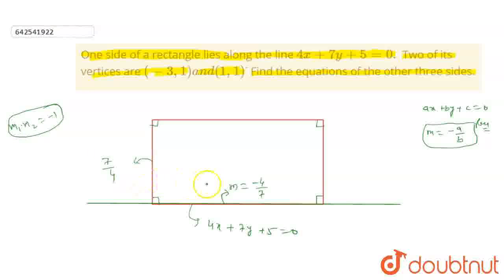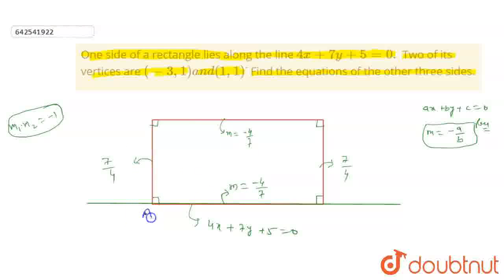So we can say the slope of this line will be 7 by 4. Since this line is parallel to this line, you can say the slope of this line will also be the same as this line, because this line and this line are parallel. So you can say the slope of this line will also be m is equal to minus 4 by 7, same as this line, right?